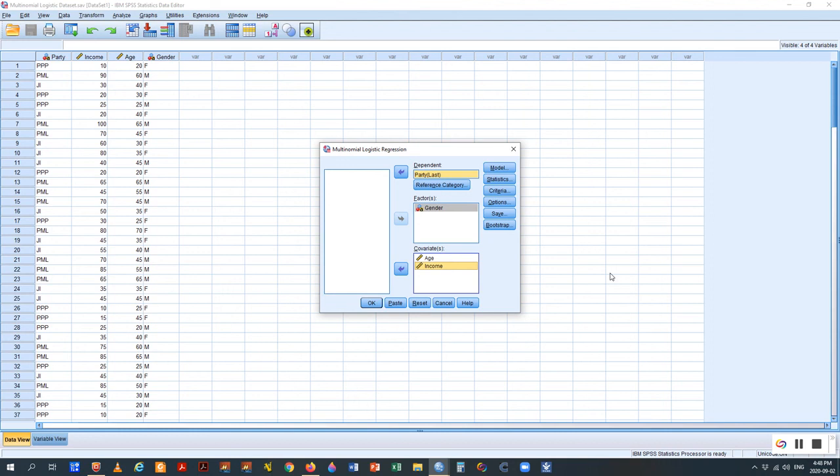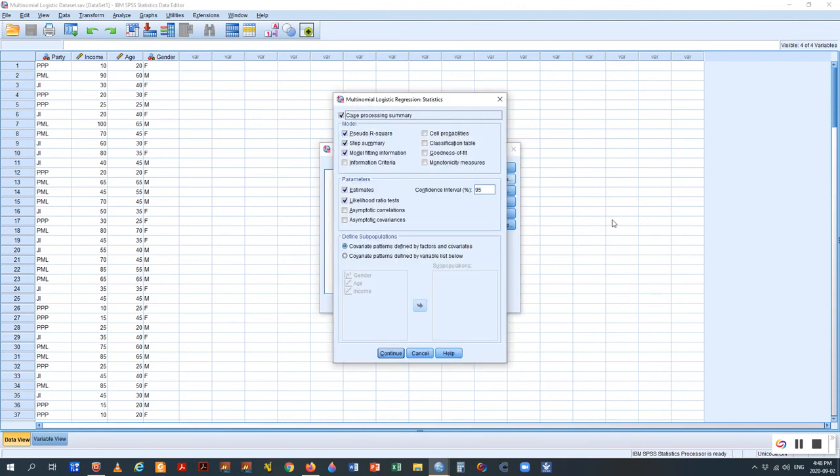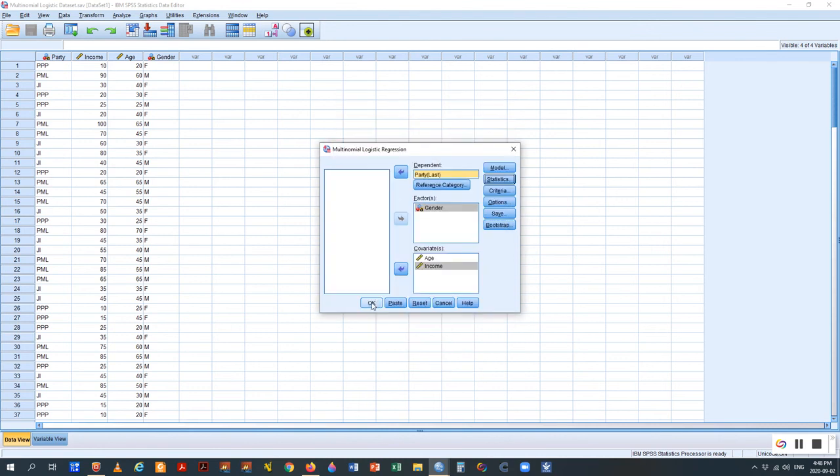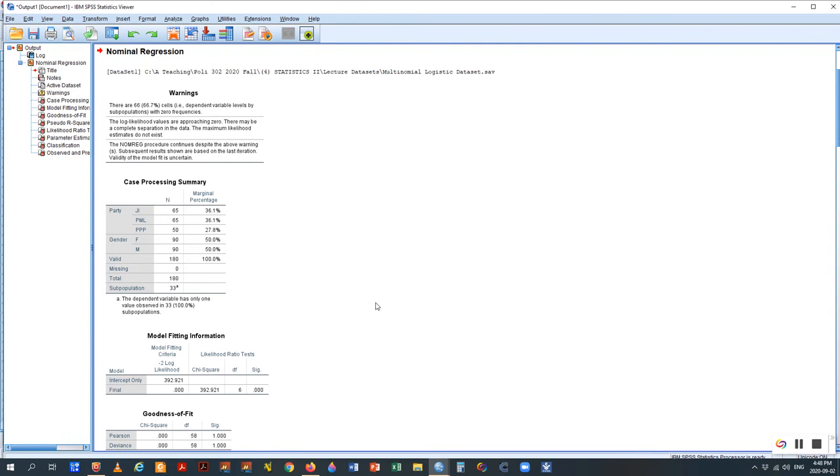Now, in addition to the normal default characteristics that would be used, such as the QQ plot for diagnostics after you've run the regression, in addition to that, we have some other statistics that need to be run. We're going to click on cell probabilities, classification plots, and goodness of fit. Click continue and then click OK. So these are the results.